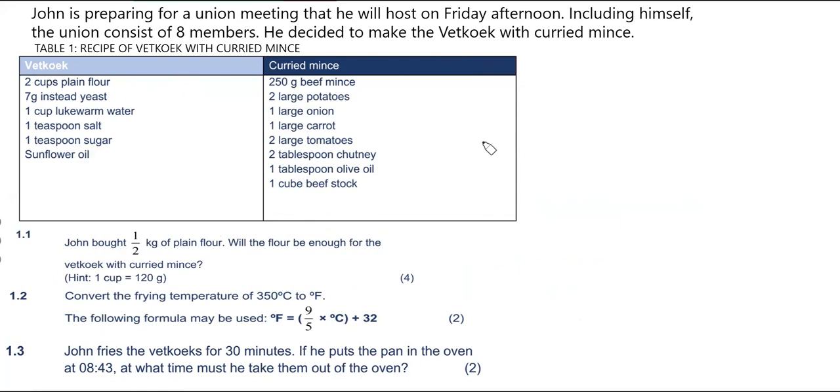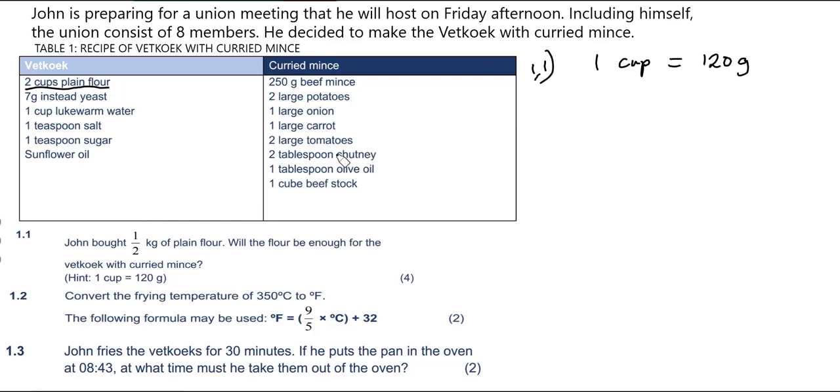Now, the first question, let's look at 1 comma 1. John bought half kg of plain flour. Will the flour be enough for the fat cook with curried meats? So here is a hint: 1 cup is equal to 120 grams. So you know that one cup is equal to 120 grams. And how many cups are needed here to make a fat cook? It's 2 cups. Can you see that?